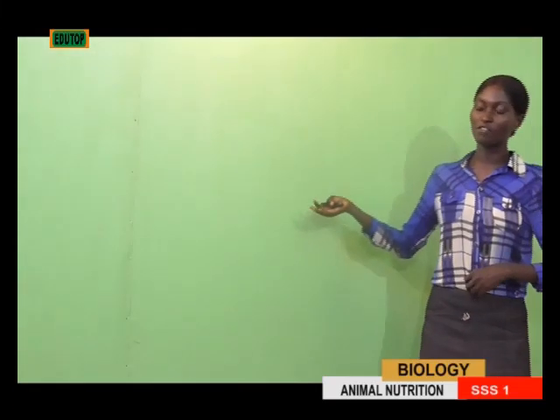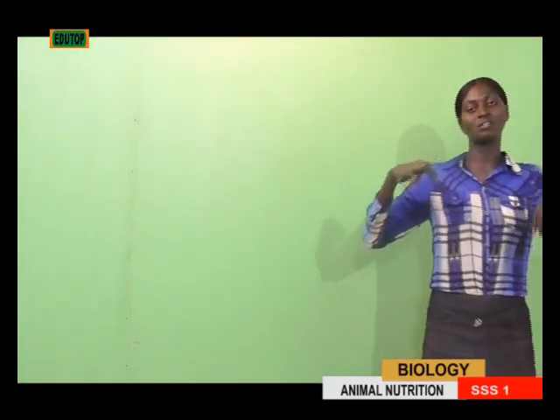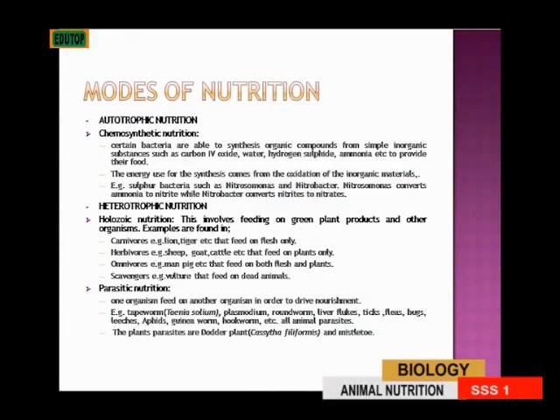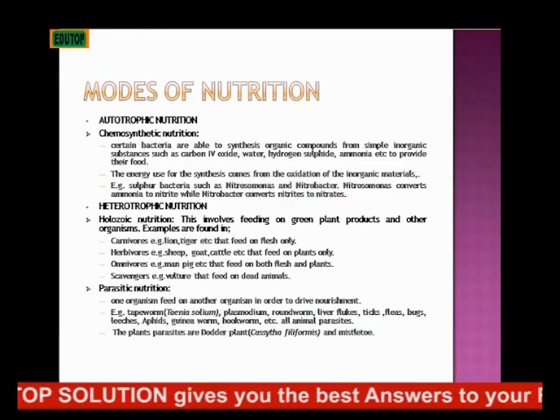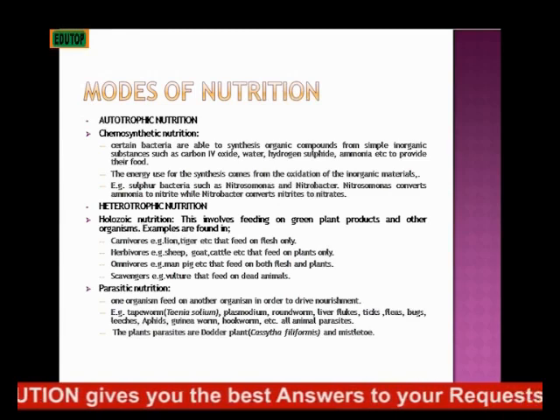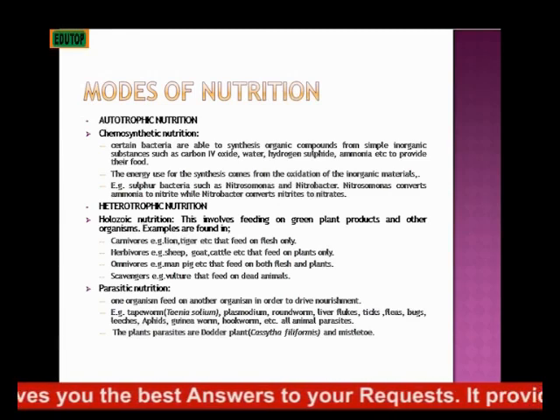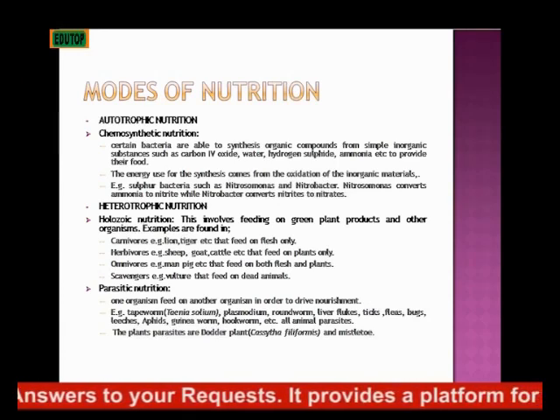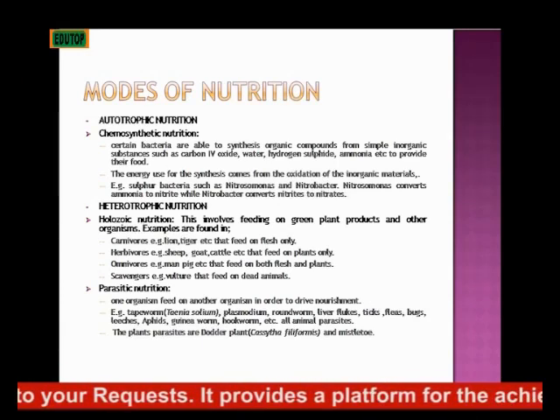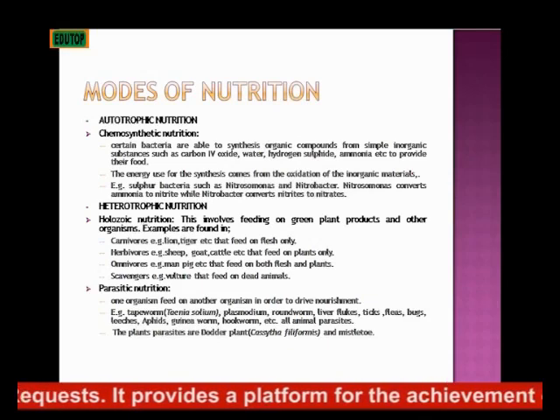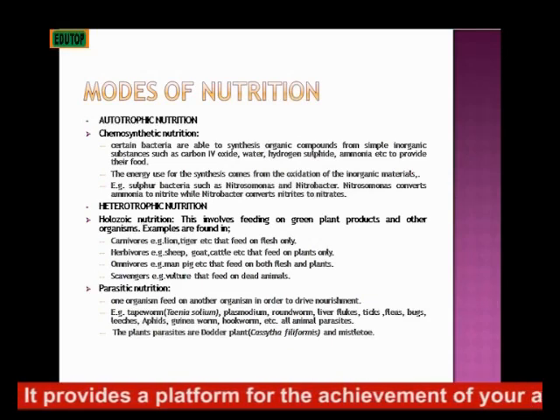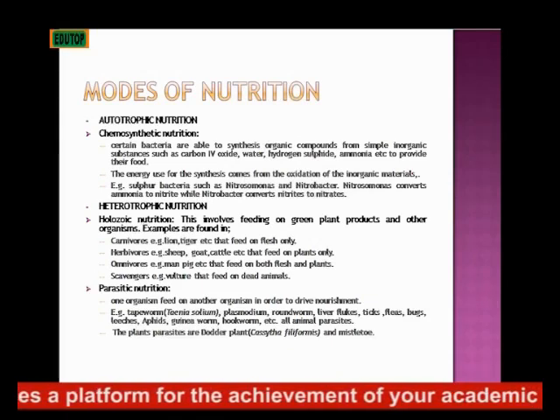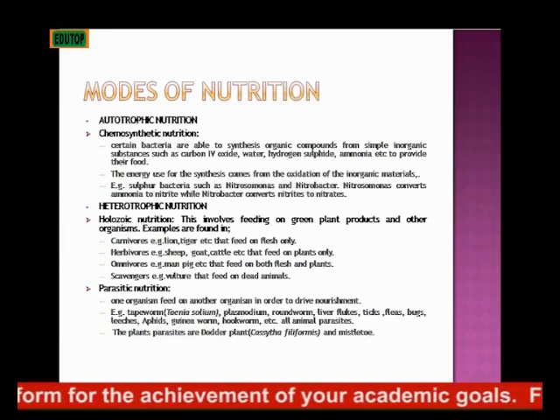Then to heterotrophic nutrition, I said some organisms eat various kinds of food. They do not manufacture their food on their own. So we have holozoic nutrition. This involves feeding on green plant products and other organisms. We have grouped them into carnivores, herbivores, omnivores, and scavengers.